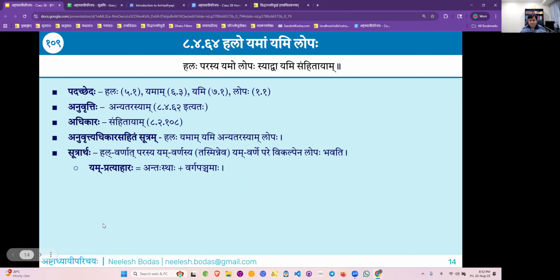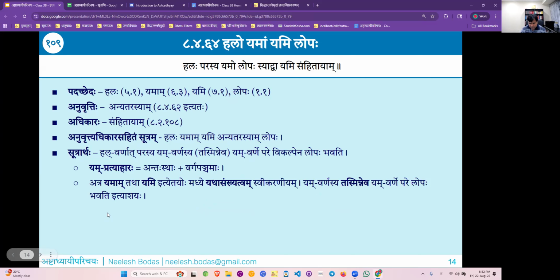यम् प्रत्याहारे अन्तस्थाः पञ्चम वर्गपञ्चमाः, हयवरट् इत्यत्र यवर्णात् यवर्णः, तस्मात् अनन्तरं यमगणनं, तस्य अन्तमकारः, तत्पर्यन्तम्. Correct. Next slide. अत्र यमात् तथा यमि इत्येतयोः मध्ये यथासङ्ख्यत्वं स्वीकरणीयम्. यथासङ्ख्य mapping, one on one mapping. So yam ityasya yam varne pare lopah bhavati.